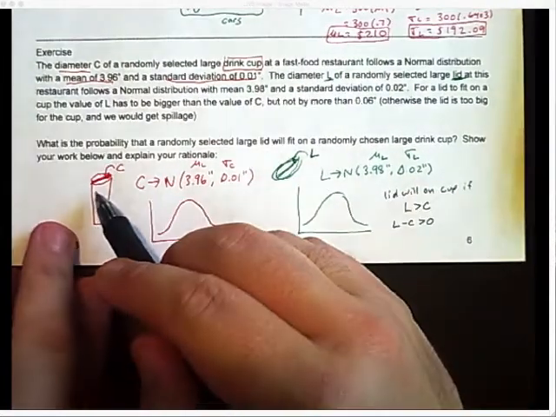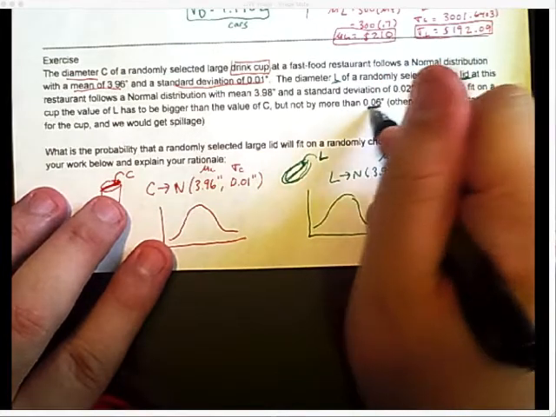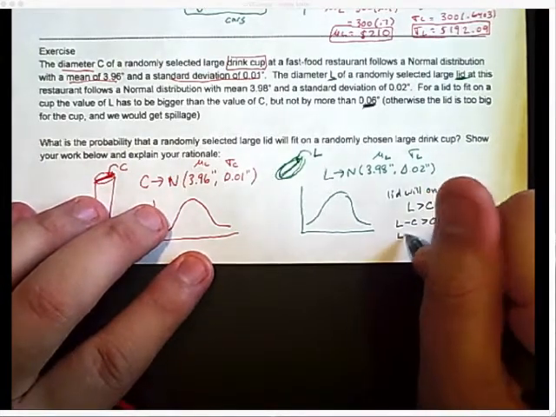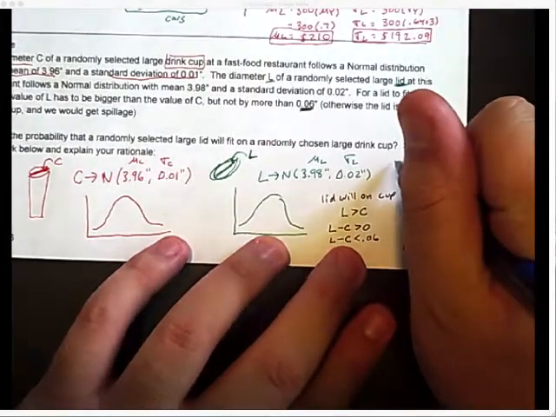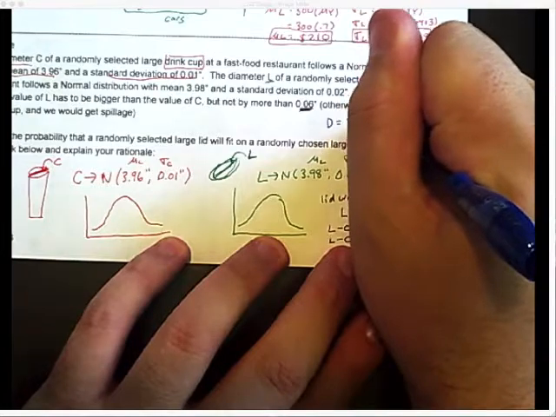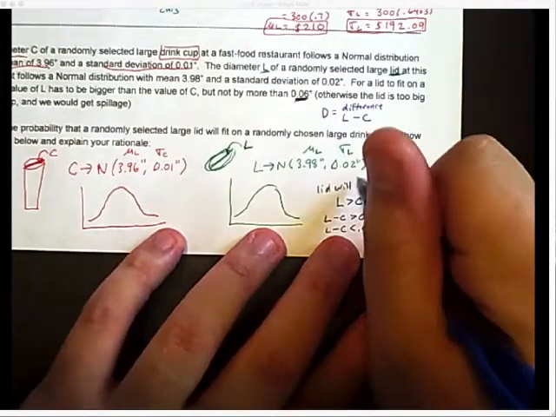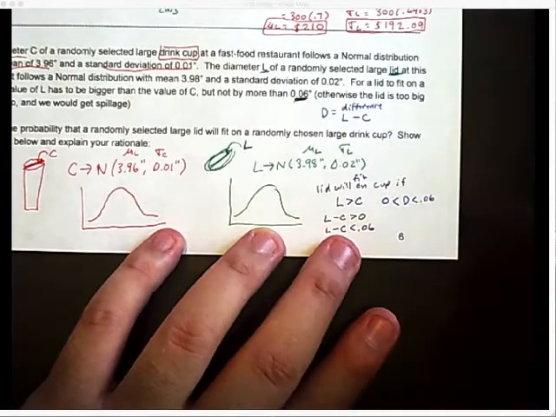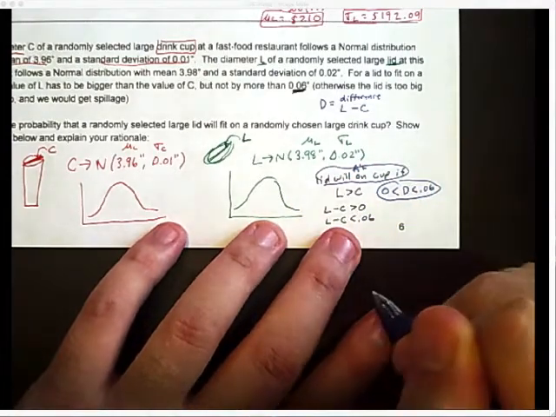But if this is too big, then when you put it up to your mouth, the lid's going to fall off. So it can't be more than 6/100ths of an inch. So L minus C has to be bigger than 0, but smaller than 0.06. Another way we could say this is, let's define a new variable. Let's call D the difference, defined as L minus C. So the lid will fit on the cup if the difference is between 0 and 0.06 inches.